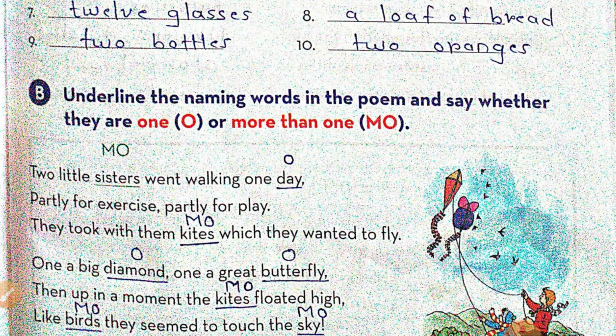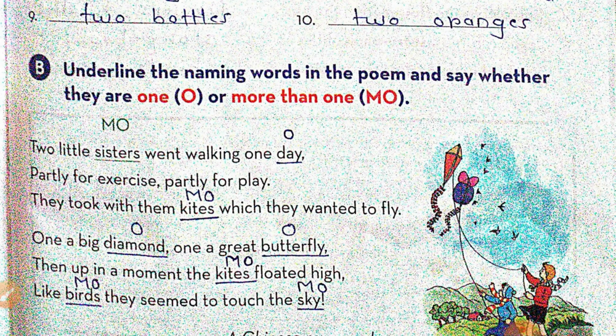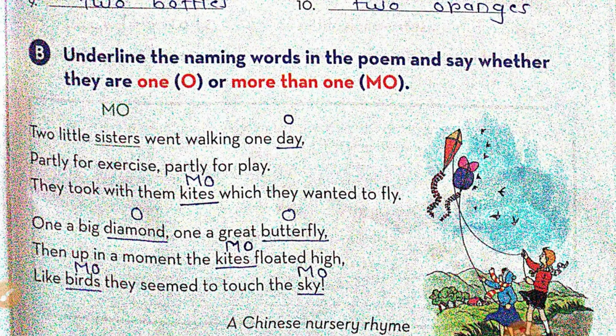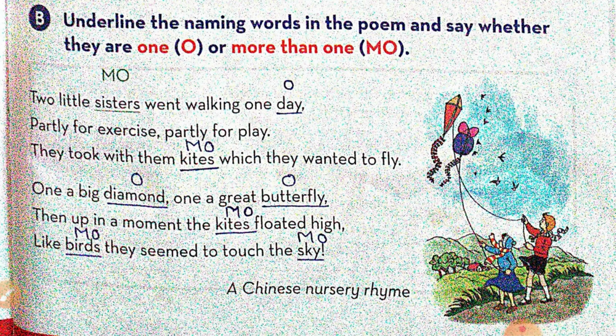Next question. Underline the naming words in the poem and say whether they are one or more than one. For one, you have to write O, and for more than one, you have to write MO. Two little sisters went walking one day. Sisters. It's a plural noun. That's why MO is written.